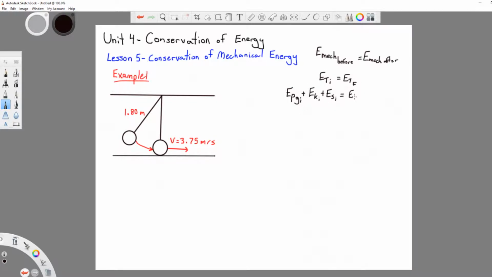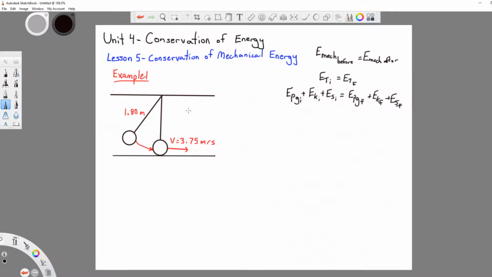So we can say EPG final plus EK final plus ES final. All right. So essentially what we're saying is that the total energy in frame A, so maybe the before situation, is going to equal all of the energy in the after situation, except things are going to change places, which means their energy values are also going to change. All right, so with that said, let's jump into this problem.